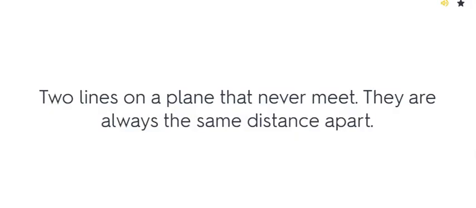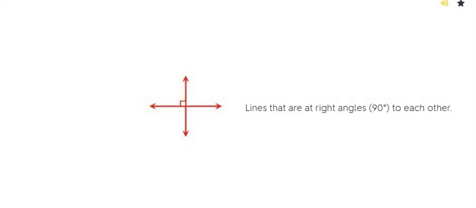Parallel lines. Two lines on a plane that never meet, they are always the same distance apart. Perpendicular lines. Lines that are at right angles to each other.